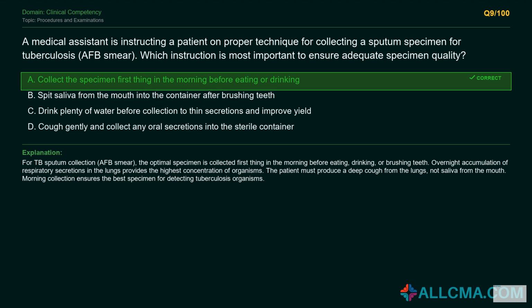For TB sputum collection, AFB smear, the optimal specimen is collected first thing in the morning before eating, drinking, or brushing teeth. Overnight accumulation of respiratory secretions in the lungs provides the highest concentration of organisms. The patient must produce a deep cough from the lungs, not saliva from the mouth. Morning collection ensures the best specimen for detecting tuberculosis organisms.